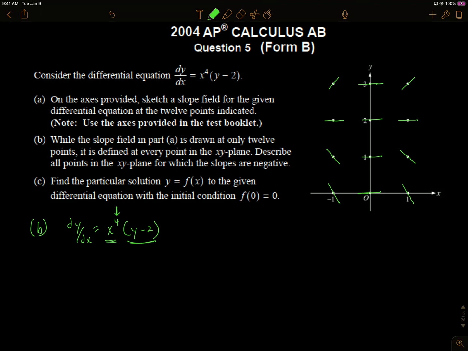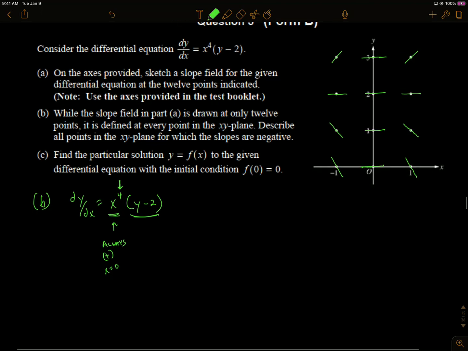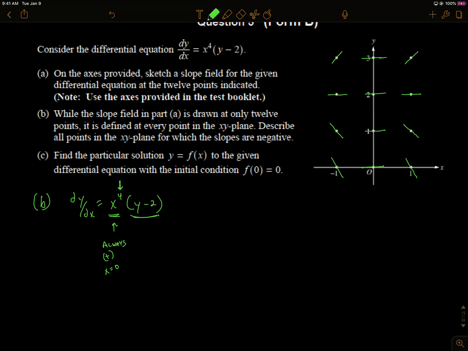You have x to the 4th, which means this is going to always, for all x values, turn out positive, except at 0. You have to watch out for that. When x is 0, that's going to make this factor 0, which is going to make the whole thing 0. So we're doing a sign analysis here, right? And if the whole thing is 0, it's no longer positive.